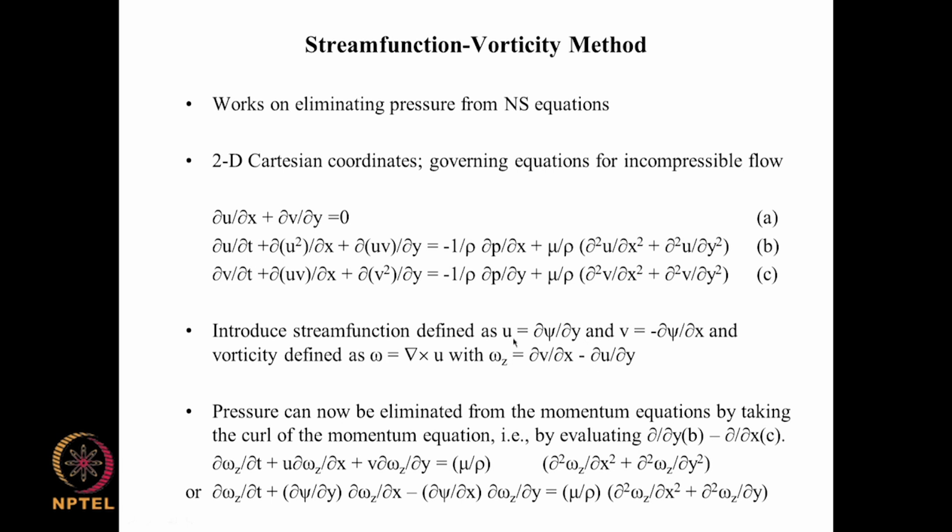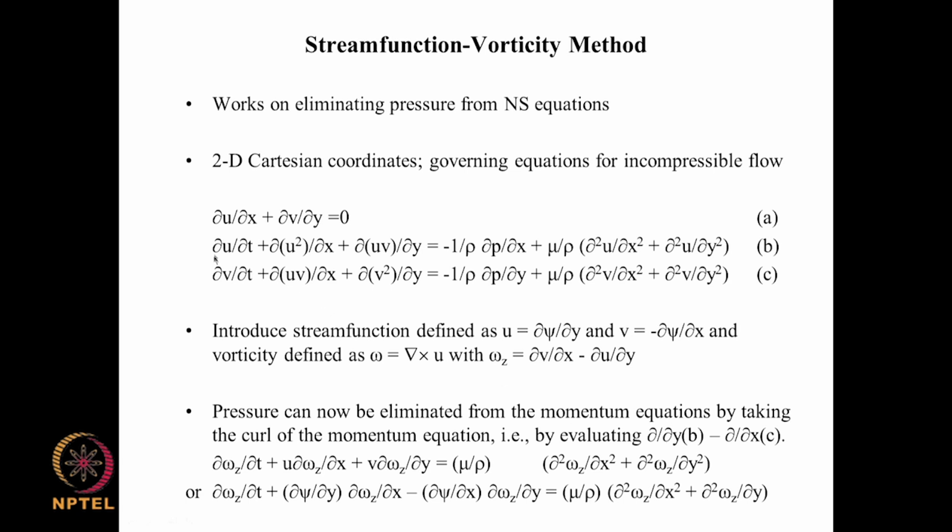Now, using these two variables, that is the stream function and vorticity in the z direction, it is possible to rewrite the three equations into a set of two equations. And how do we do that? We can eliminate pressure from these two equations by taking the curl of the momentum equation. Curl of the momentum equation is a more mathematical way of saying it, but what we mean is evaluating ∂/∂y of this equation minus ∂/∂x of this equation. Every term in this equation and every term in this equation is operated on by the corresponding operator.